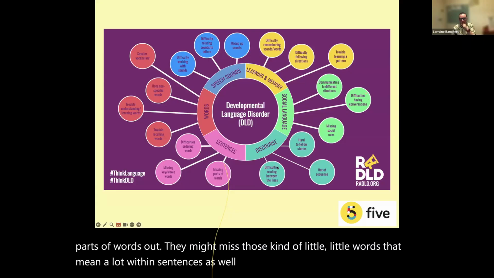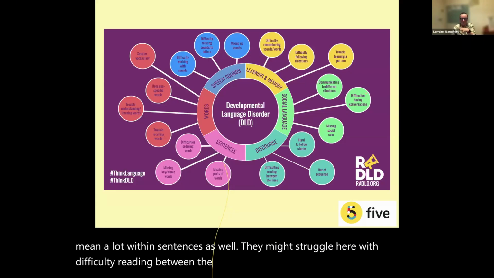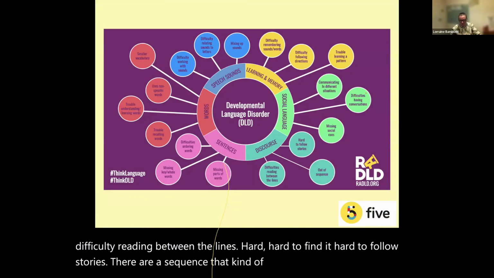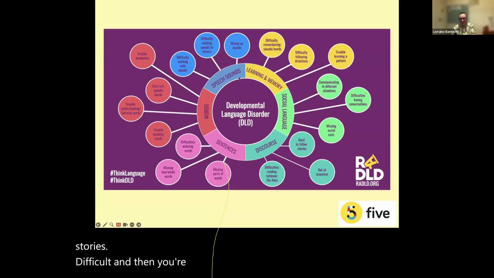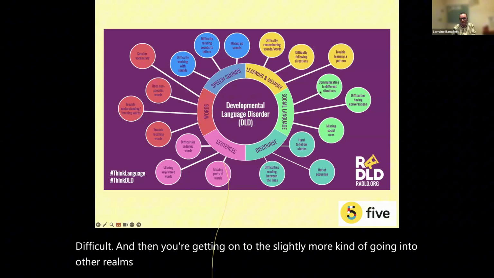They might struggle here with difficulty reading between the lines, find it hard to follow stories. They're out of sequence, that kind of thing. They find sequencing stories really difficult. And then you're going into other realms. So difficulty in different situations, having conversations, missing social cues.